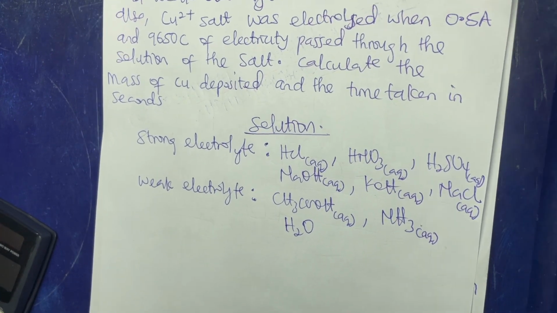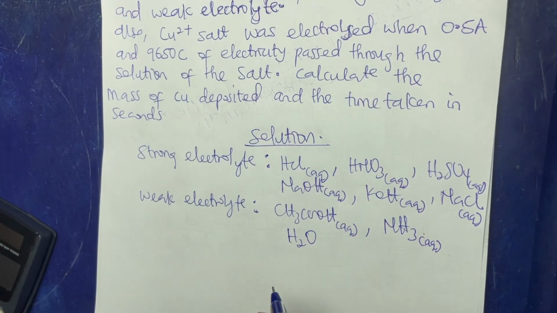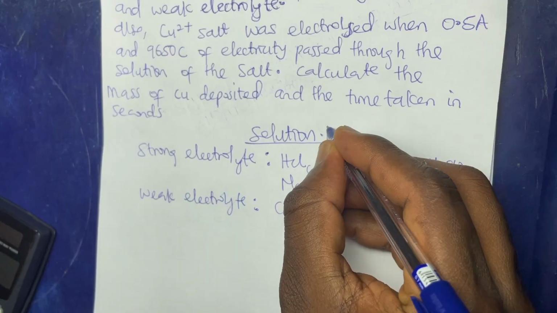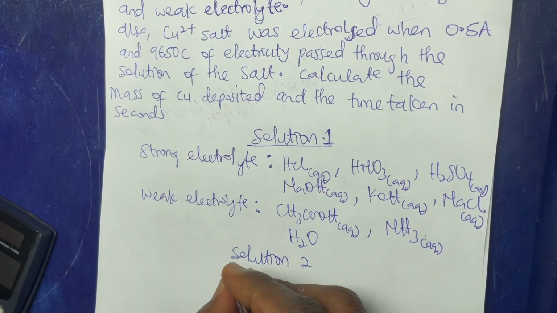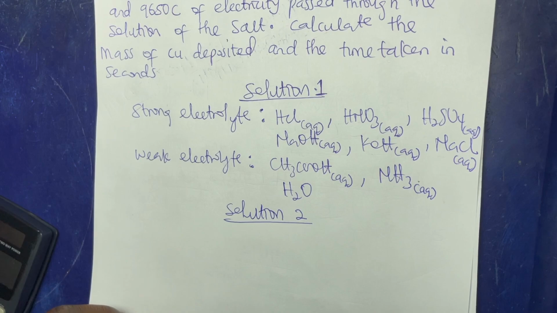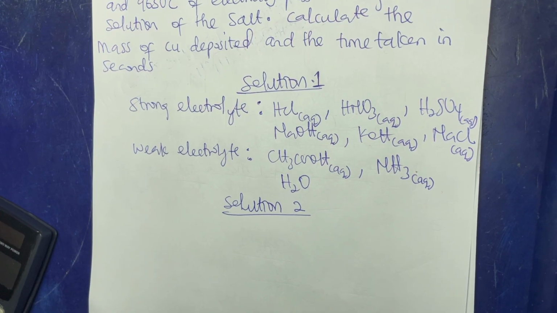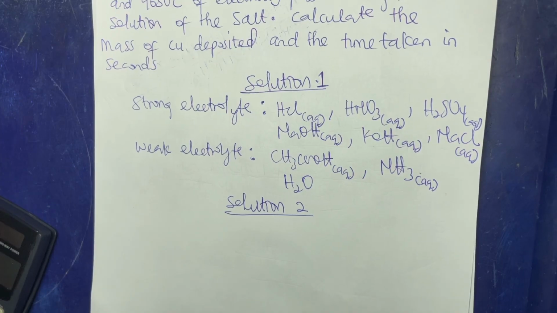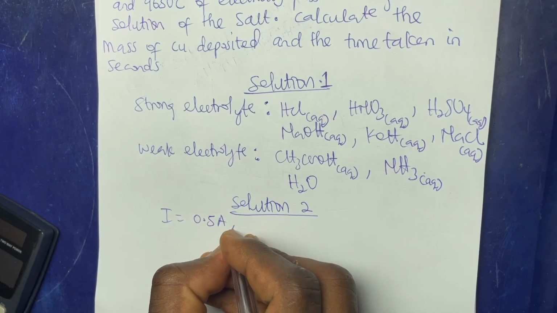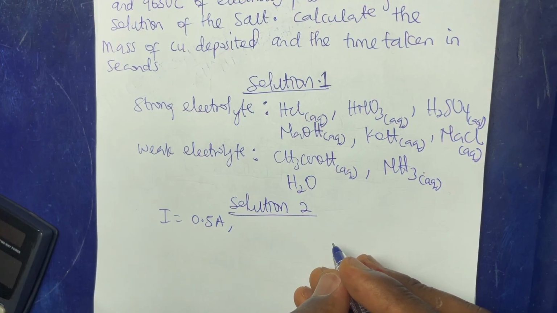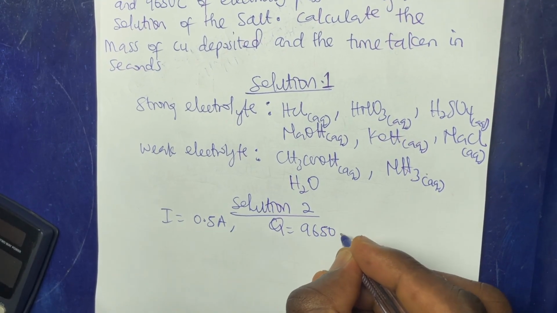And so on. Now, to continue, look at the question. Also, copper 2 salt was electrolyzed. This one is a calculation question. Let me write solution 2. It says copper 2 salt was electrolyzed with a current of 0.5 ampere and 9650 coulomb of electricity, so the quantity of electricity is 9650 coulomb.